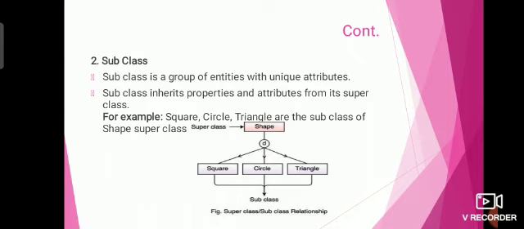And the subclass is a group of entities with unique attributes. A subclass inherits the properties and attributes from its superclass. For example, square, circle, triangle are the subclasses of the superclass shape. So the subclasses will have all the properties of their superclass, but each subclass will have its own unique attributes.